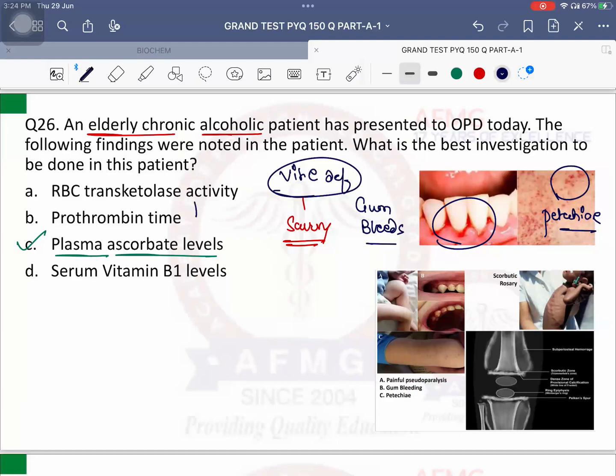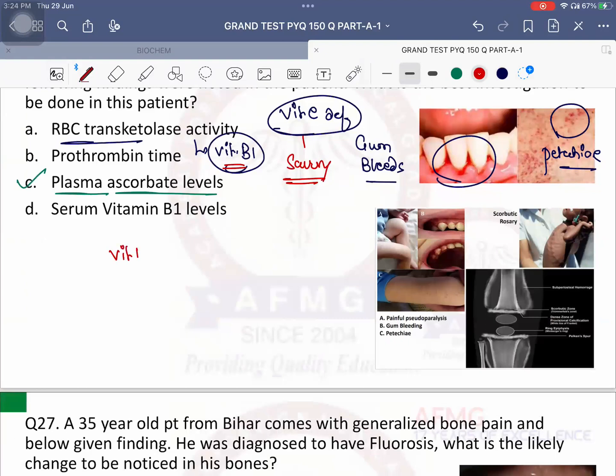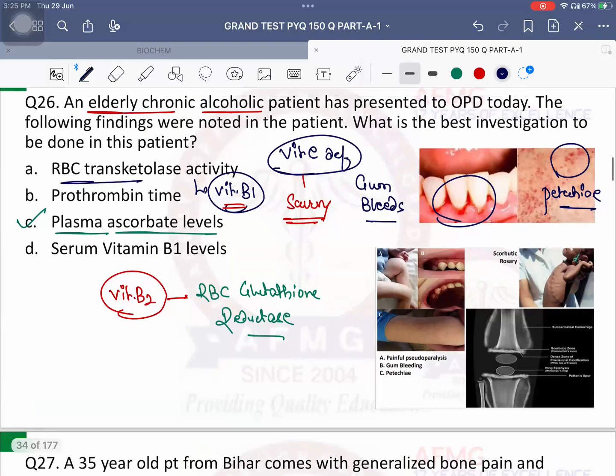Important is RBC transketolase activity. Important question है ये. ये recent NEET PG examination का question है. RBC transketolase activity will tell you about the levels of which vitamin in the body. Very good. It will tell you about the vitamin B1 levels, that is thiamine. Whereas vitamin B2, also known as riboflavin, उसकी levels के बारे में कौन से enzyme की activity बताएगी? It is RBC glutathione reductase.